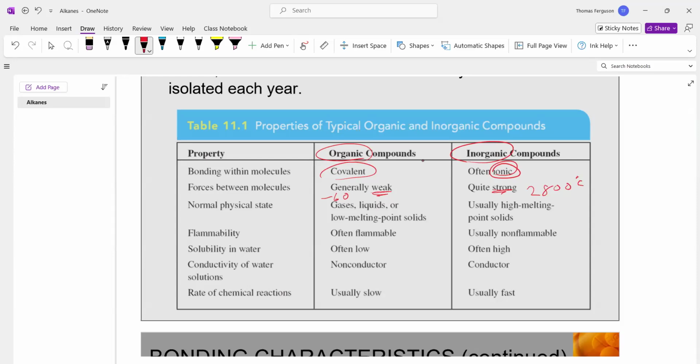Okay, also organic compounds are non-conductors, where inorganics are conductors. Then there's the rate of chemical reaction. It's usually slow. There's a lot of exceptions, though. One exception would be dynamite or C5 explosive. Those are all organic, but they go really fast.